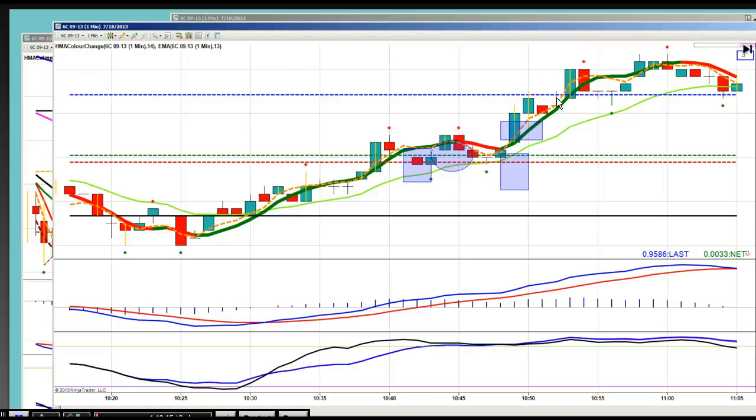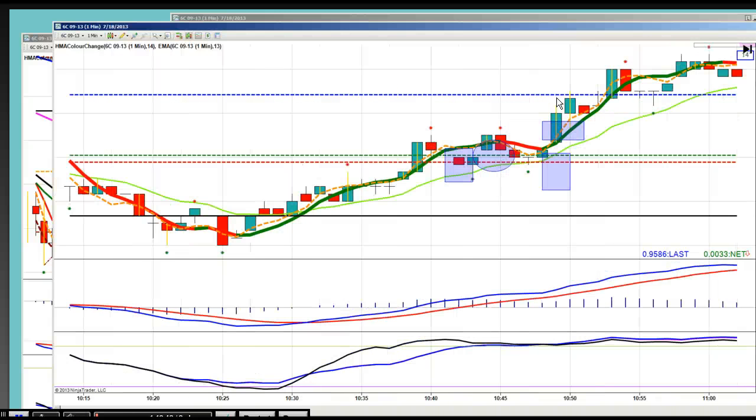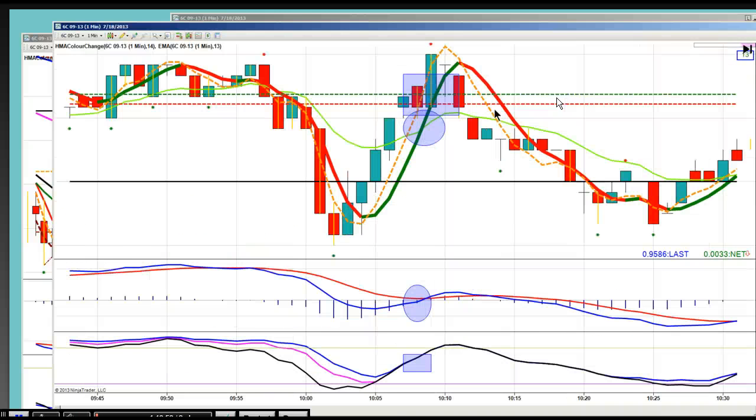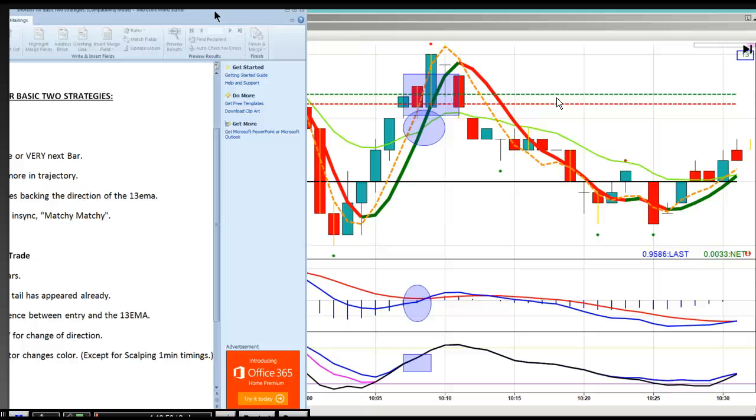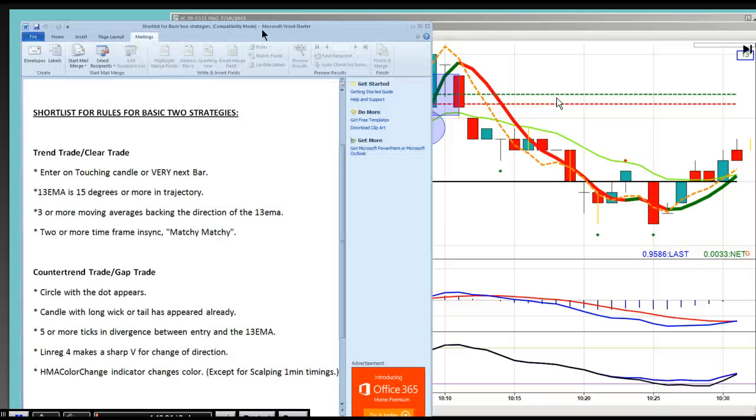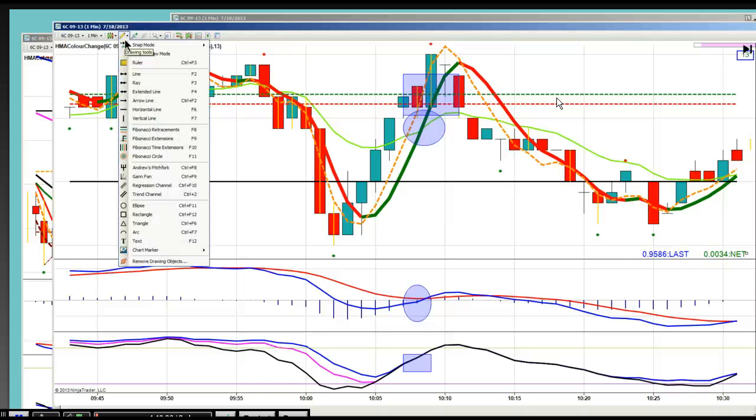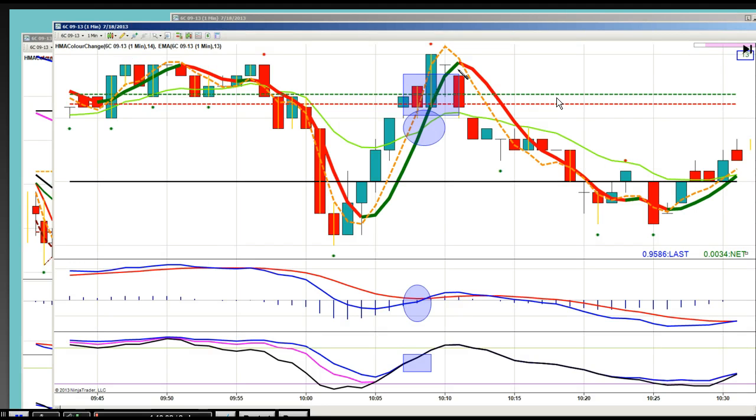Instead, what you could be doing is looking for a nice counter trend. This would be a time to do your counter trend. The circle with the dot appeared, long wick or tail has appeared, 5 or more ticks in divergence, and Linreg 4 makes a sharp V. So in that particular case, you're now treating the pivot as resistance, not as support, and you're looking for your nice counter trend opportunity. Also, notice that your candles are south of the HMA. They're south of the HMA, you're looking to do a nice reversal trade.